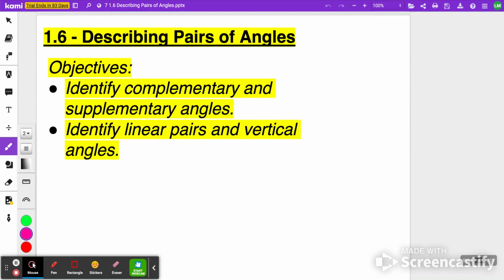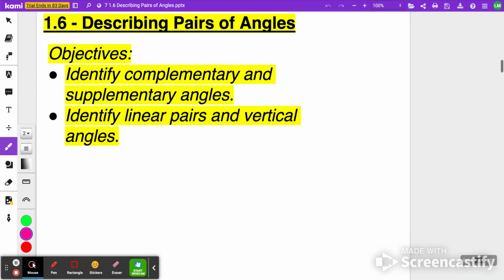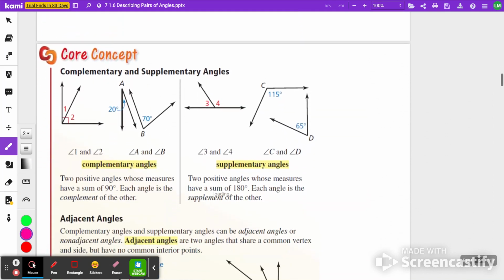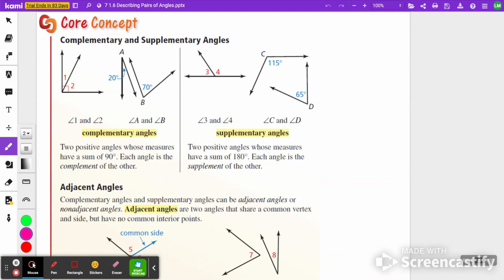Today we're going to be talking about lesson 1.6, describing pairs of angles. Our main objective today is to understand the differences between complementary and supplementary angles, and we're also going to be talking about what is a linear pair and how do those make vertical angles. Let's get started with a few common vocabulary terms.